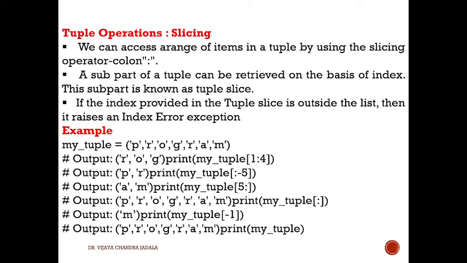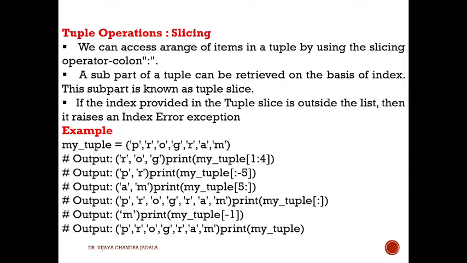Tuple operations, that is slicing. We can access a range of items in a tuple by using the slicing operator colon. A subpart of a tuple can be retrieved on the basis of index. This subpart is known as a tuple slice. If the index provided in the tuple slice is outside the tuple, then it raises an index error exception.